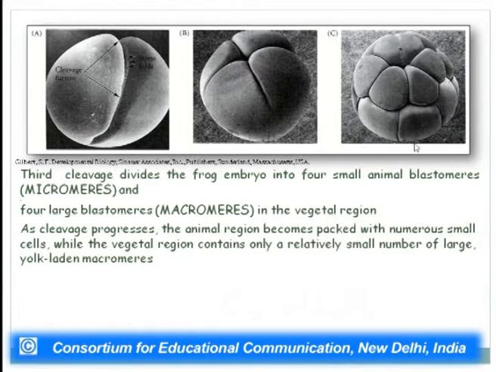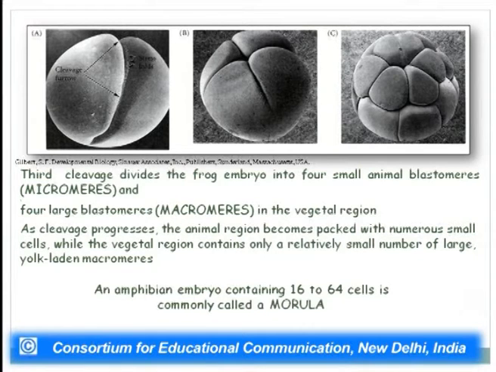As cleavage progresses, the animal region becomes packed with numerous small cells, while the vegetal region contains only a relatively small number of large yolk laden macromeres. So, the number of micromeres is much more than the number of the macromeres which are found in the vegetal region. An amphibian embryo containing 16 to 64 blastomeres is termed as a morula.